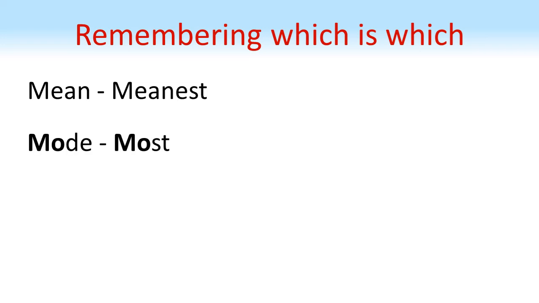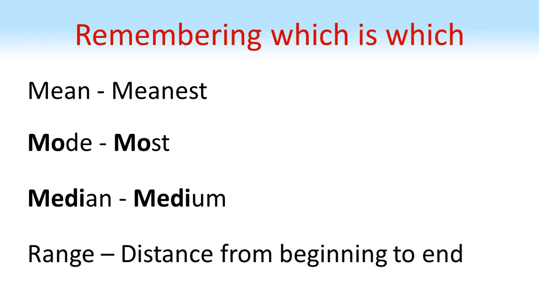Mode is most common. They both begin with that mo sound. Median, if you think of medium, the one that's in the middle. And the range, if you think of, in normal English, the range of a car or plane, is how far it can travel. The range with numbers is your distance from the beginning to the end, how spread something is.